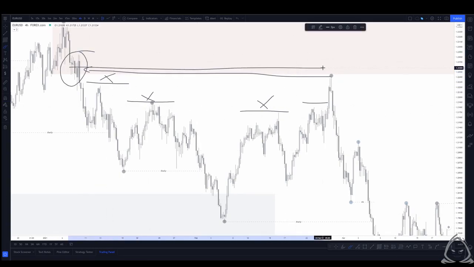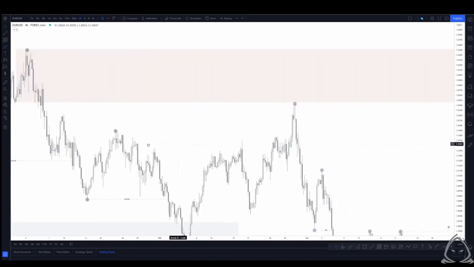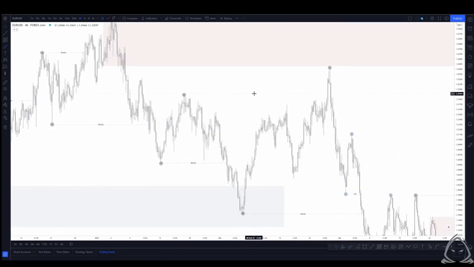We pair it with a supply zone. We pair it with the fact that now the daily has switched from bullish to bearish. We've seen a change of character. We're starting to read market structure, and we're able to come up with an overall high probability trade solution or trade idea. Of course, if we're looking at it from a 4-hour bit of structure, we can see that we do create an uptrend.